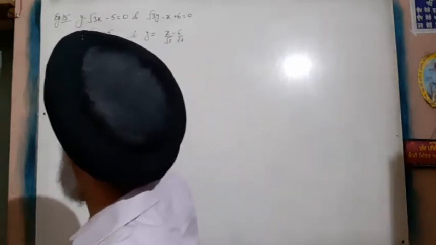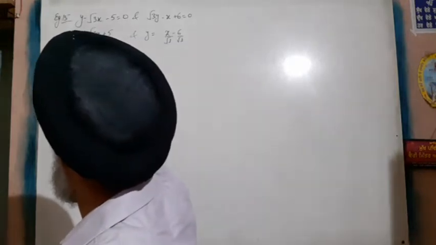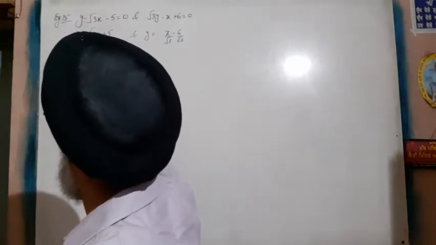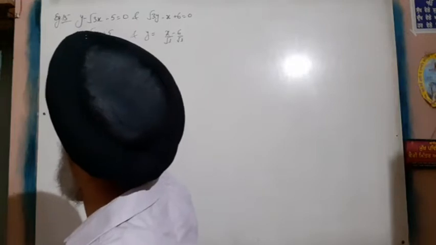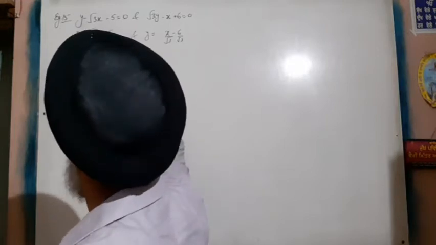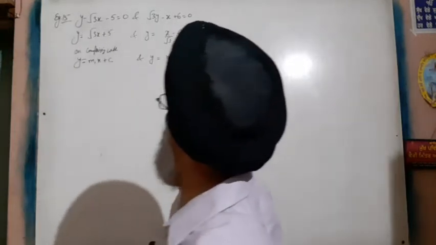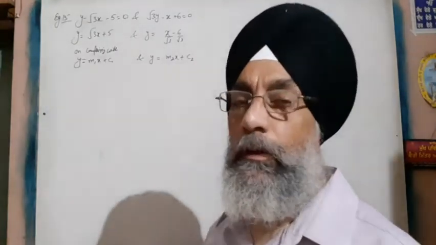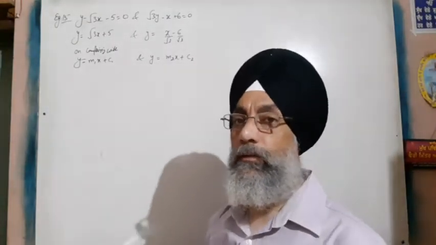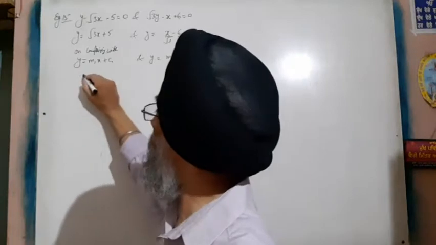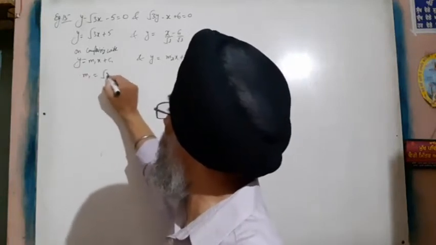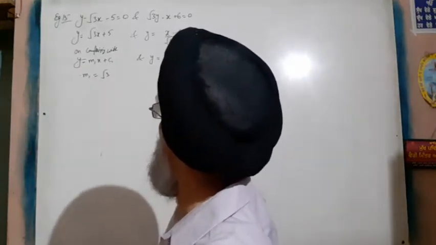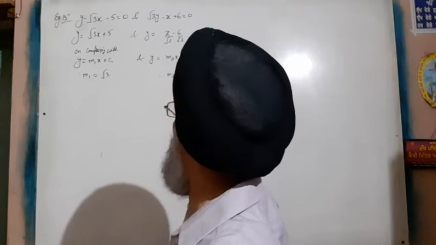Now on comparing with the form y is equal to m1 x plus c1 and y is equal to m2 x plus c2, that is the slope intercept form, what do we get? We get the value of slope m1 is root 3 and m2 is 1 upon root 3.